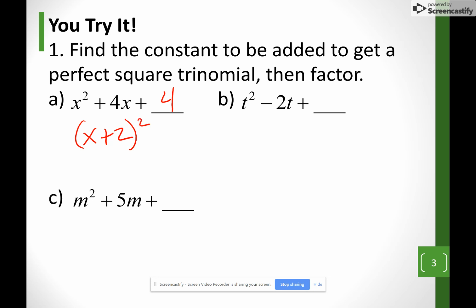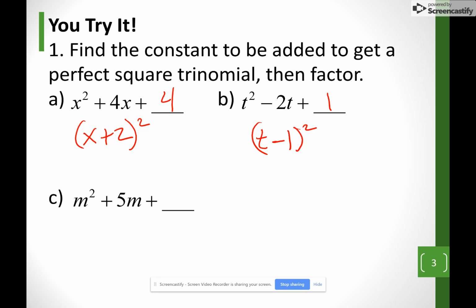Same thing with example B. I'm looking at my middle term. The half of negative 2 is a negative 1. Then I square it. Negative 1 times negative 1. That gives me, I'm going to add a 1. So I'm going to add a 1 to make it a perfect square, because once I factor it, this will factor to t minus 1 all squared.